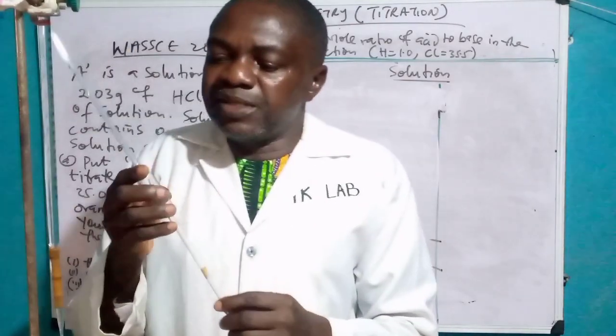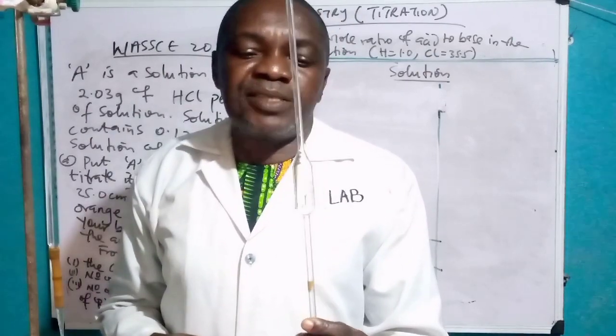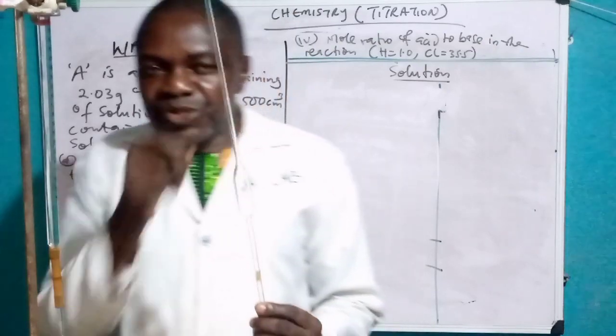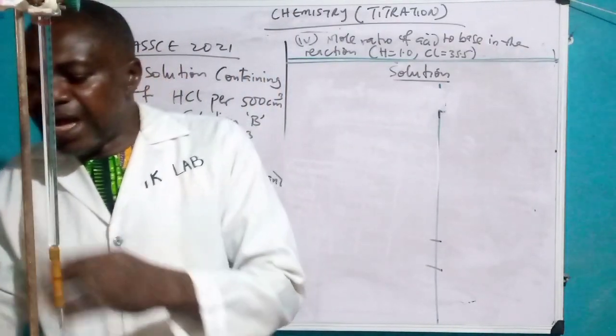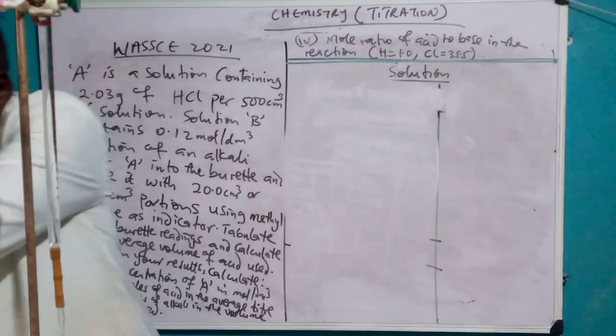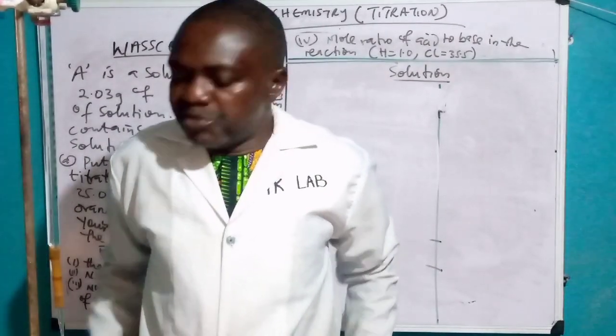This one is the pipette. This one is calibrated from 0 to 50. 25 cm cube is what I'm going to use. Some schools use 20 cm cube, but here I'm going to use 25 cm cube, because in the school I work, we normally use 25 cm cube.